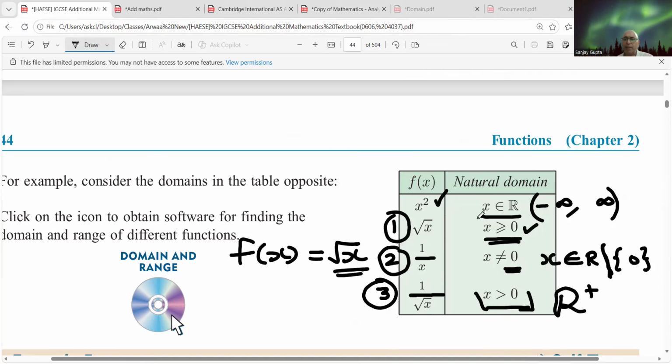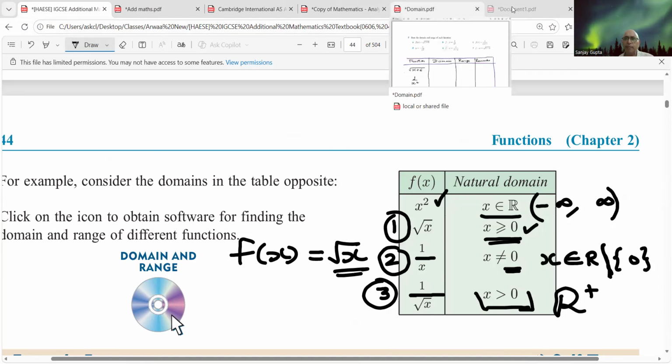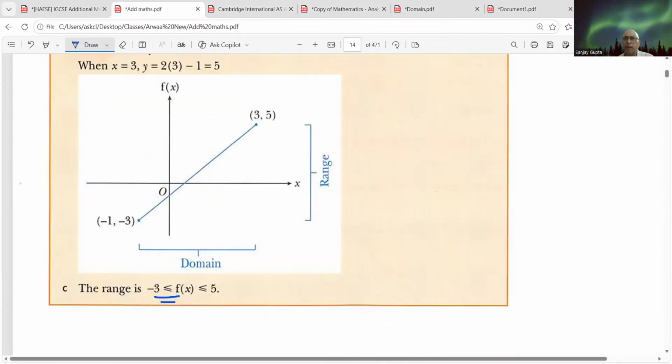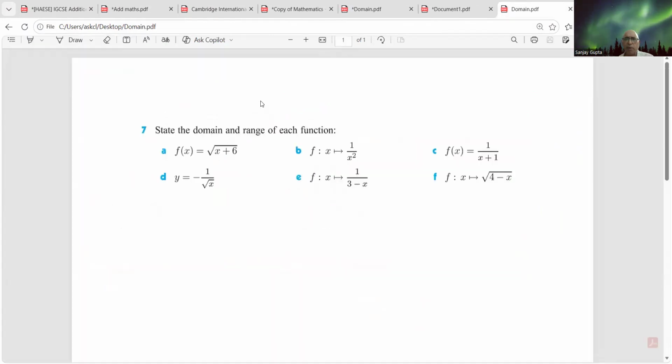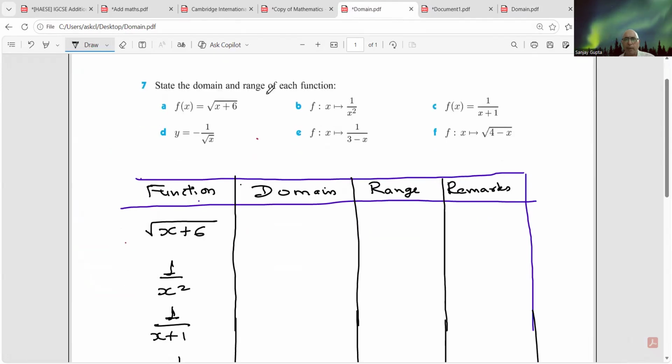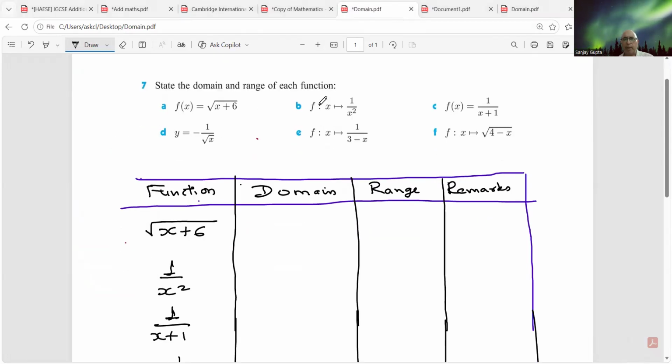Now, based on this, let us try to write the domain of some of the functions that I have here with me. Let us look at that. I have a few questions where we can work this out. State the domain and range of the function. Let's focus on the domain as of now.